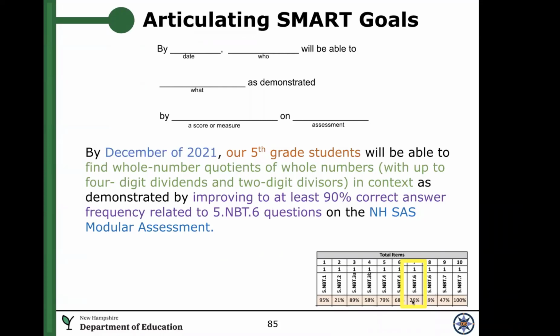So I'm wanting this 26% to go up to 90%. I chose 90% because, man, my kids were already at 89% for the other question. So I want to get them up to that particular level for this question as well.